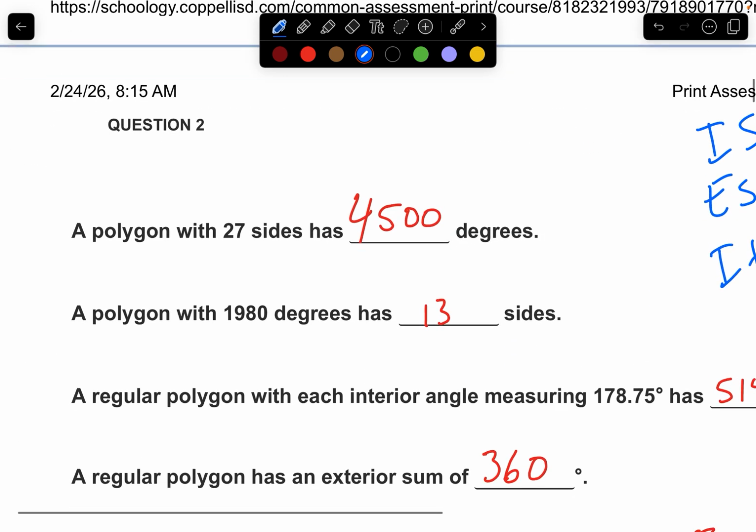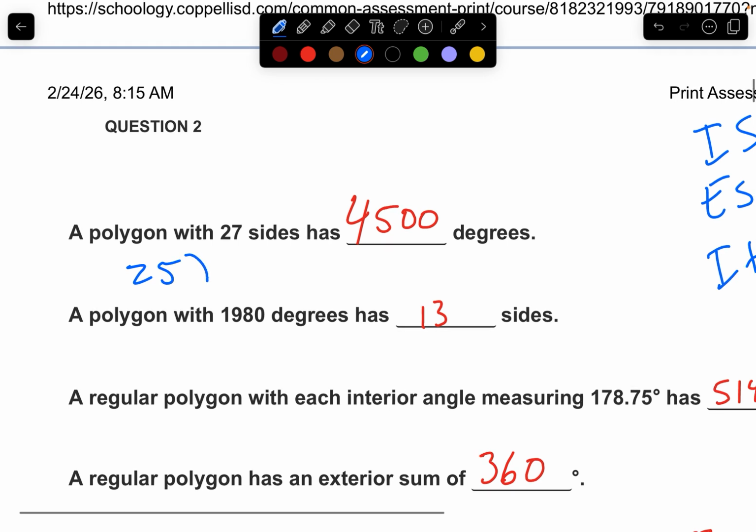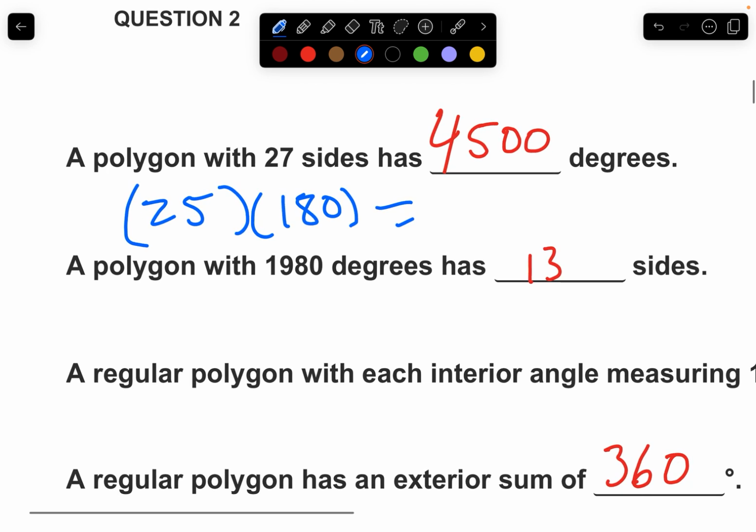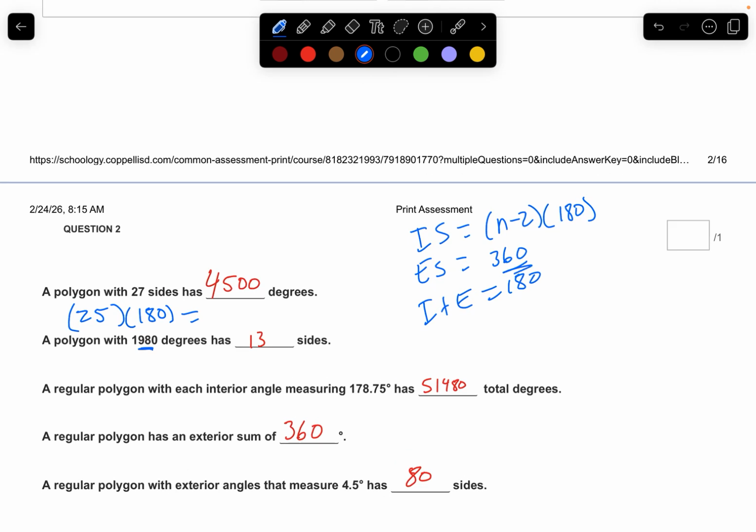So a polygon with 27 sides would be 27 minus 2, that's 25, times 180, and that equals 4,500. Let me make sure I got that right. 25 times 180, perfect. A polygon with 1980 degrees, well, I'm telling you how many degrees it has. That implies interior sum. The exterior sum is always 360, so we know it's not that. So we're talking about this situation.